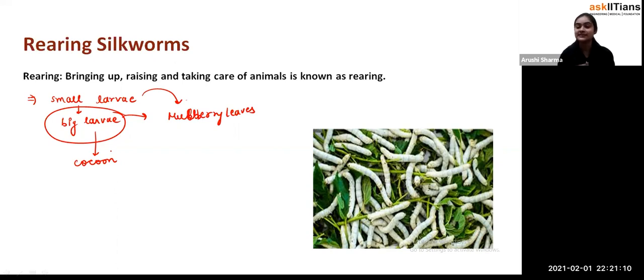I hope you understand how we are producing wool, and what the steps involved are, and how silk is produced from the silkworm, and what exactly the process is, whether you call it sericulture or the natural process, both are the same thing.